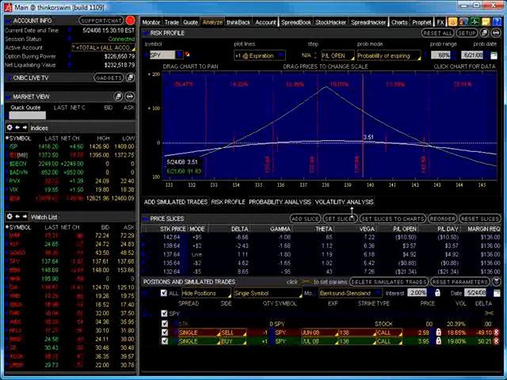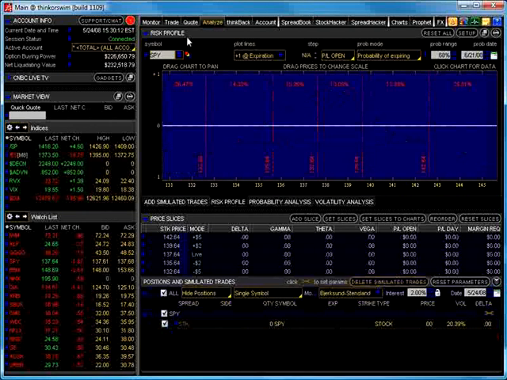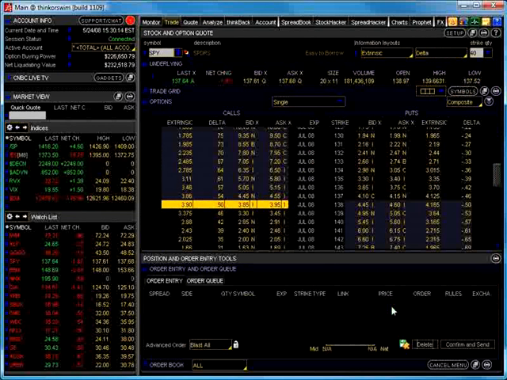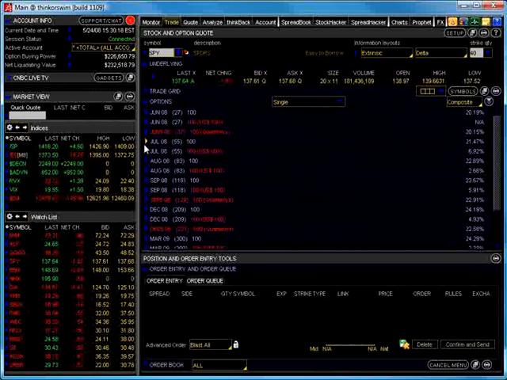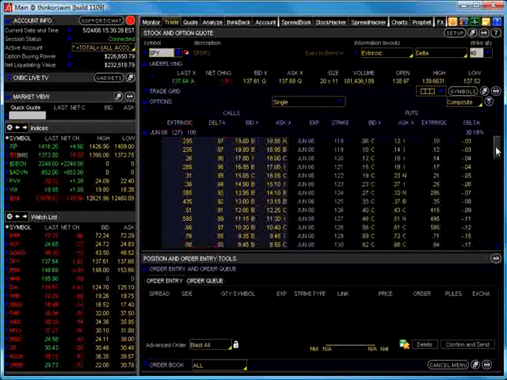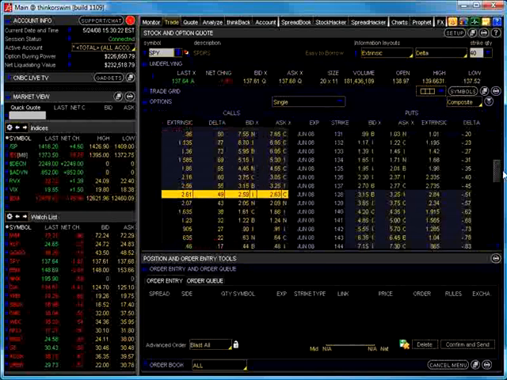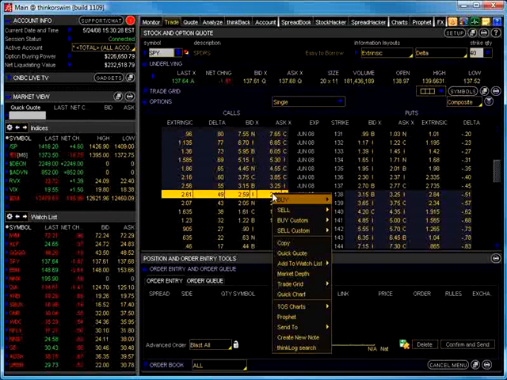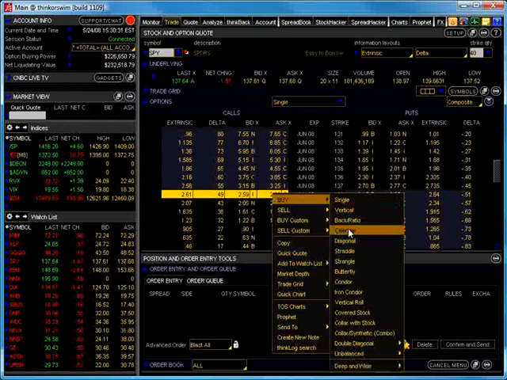So let's go back to our Trade tab here, and let's select the month that we want to sell. In this case, it's June. We'll go to the June expiration, and in the Thinkorswim platform, it's very easy to simply right-click, and we go to Buy Calendar.